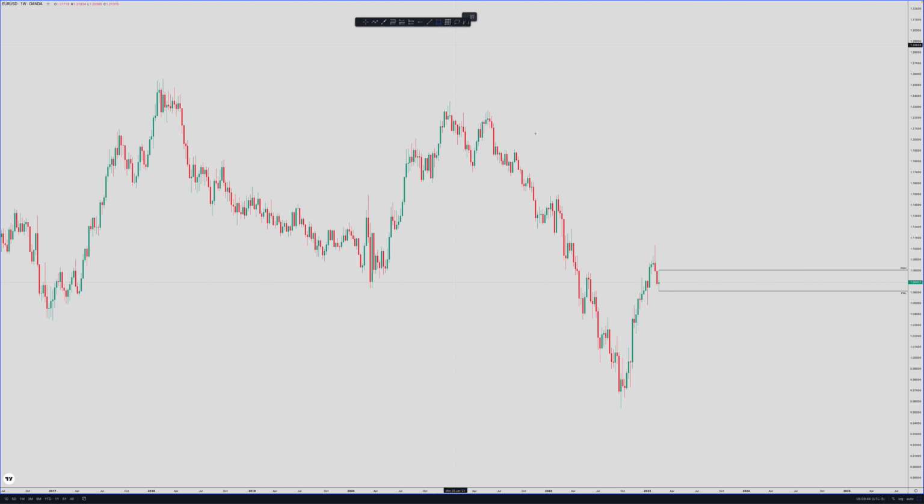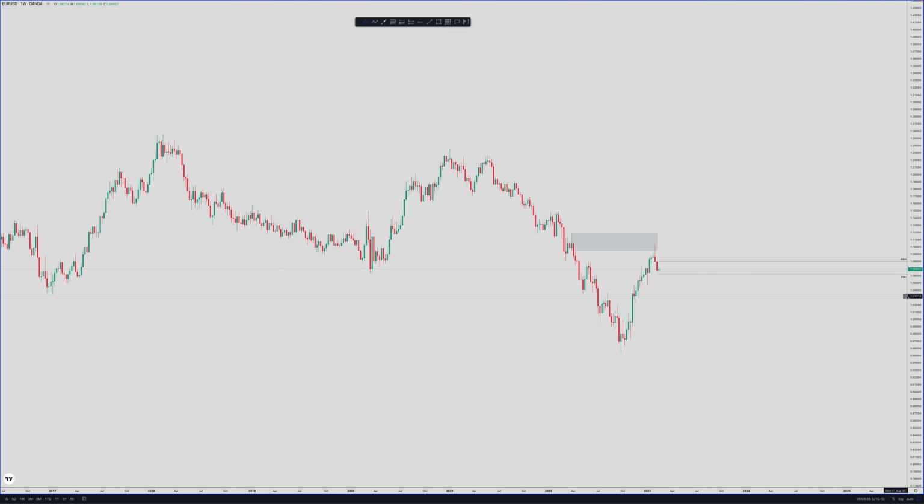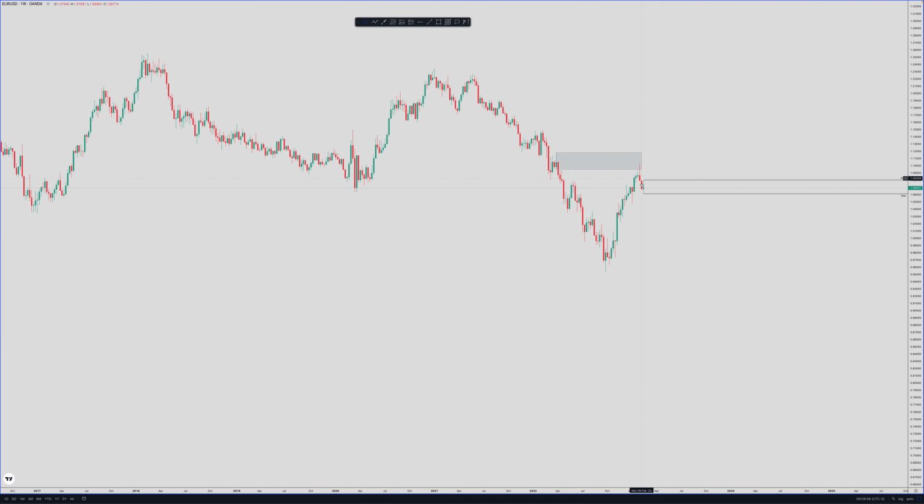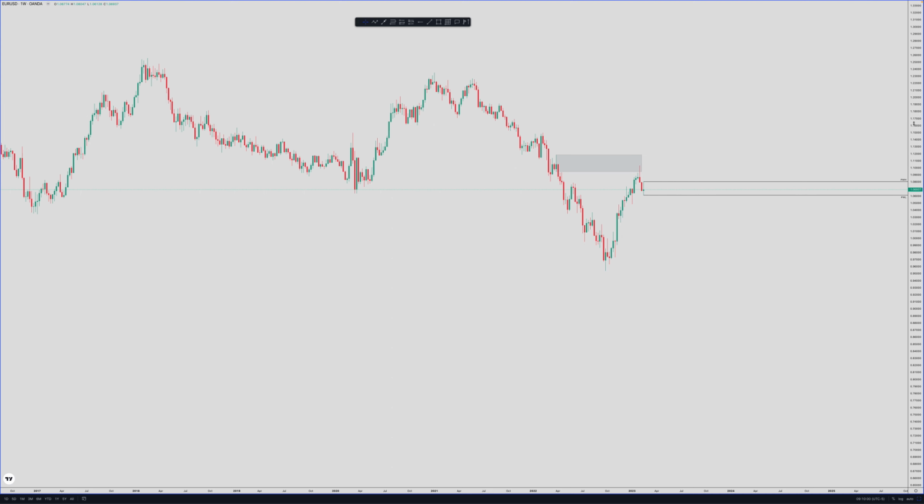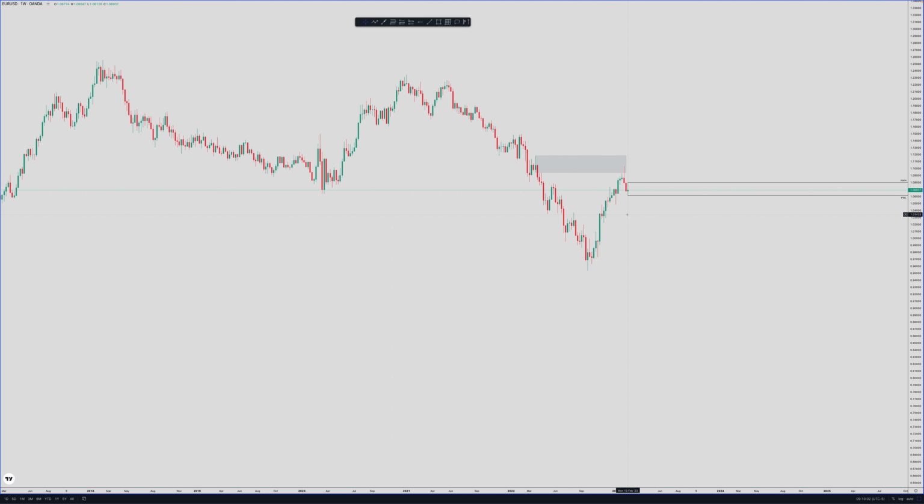Again, you can see here where the previous weekly order block was respected, or is currently being respected on EU. A nice rejection candle into that, and since then we've had bearish outlooks.